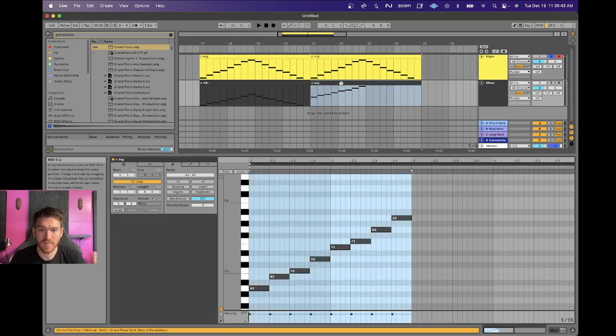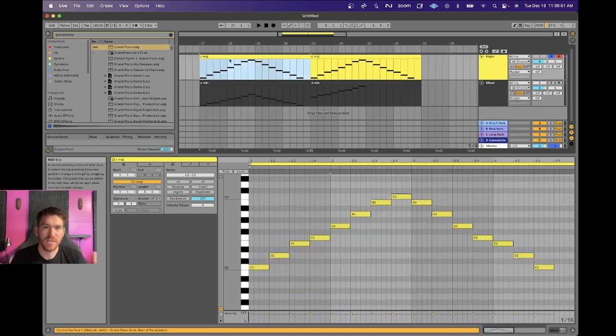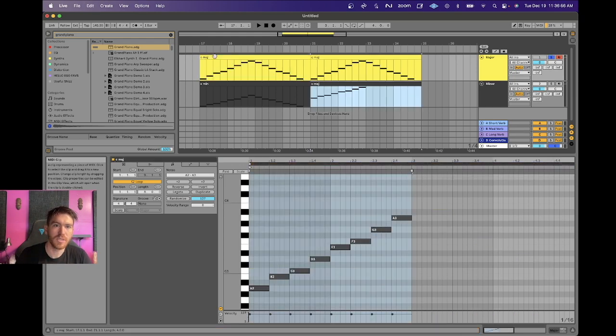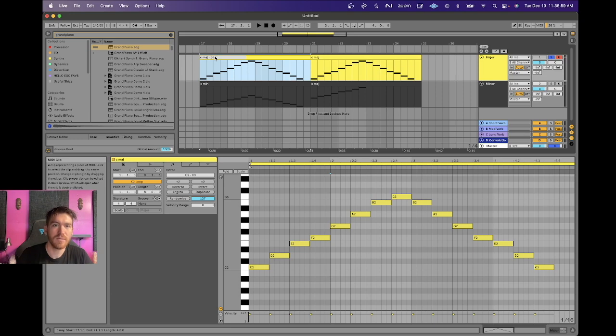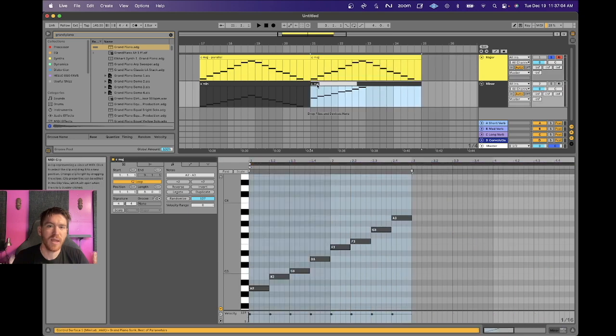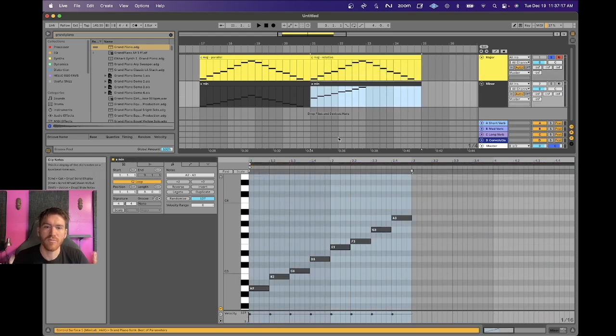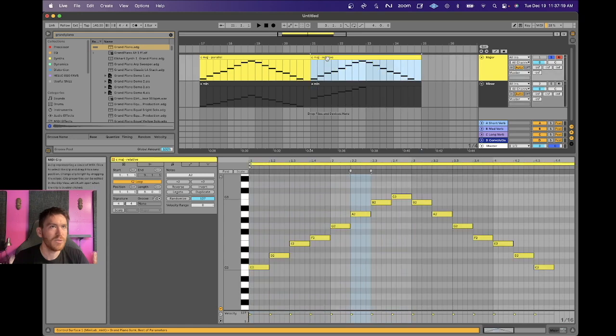So let's go back here and check it out. What these two are, this is actually A minor. Let's rename that. So we have C major and C minor. These are parallel. And then I have C major and A minor. And these are relative. This is the relative minor to C major.